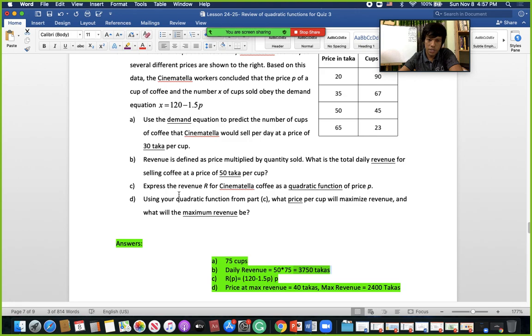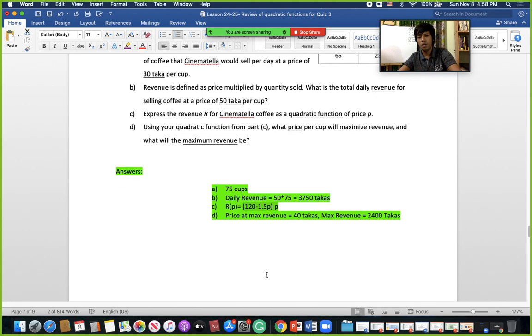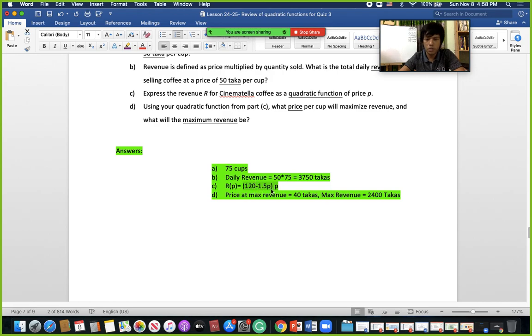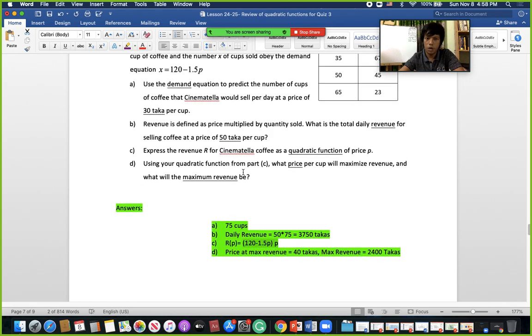And then the next question is, express the revenue R for Cinematella coffee as a quadratic function of price P. So revenue is price into quantity. We know that, price into quantity, and quantity is this, and price is p. That means this into p. So if we write this into p, we get this: 120 minus 1.5p, into p. All are small letters. This p is a small letter, this p is also a small letter. You have to be careful.